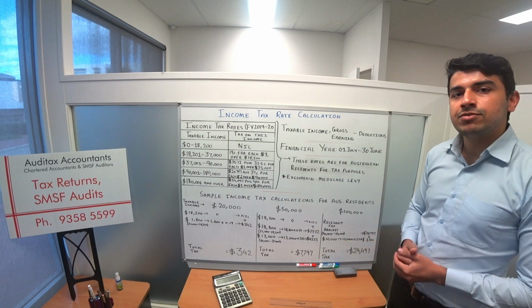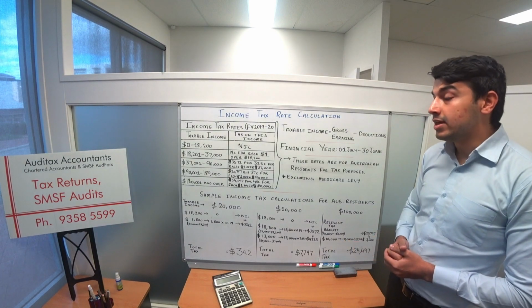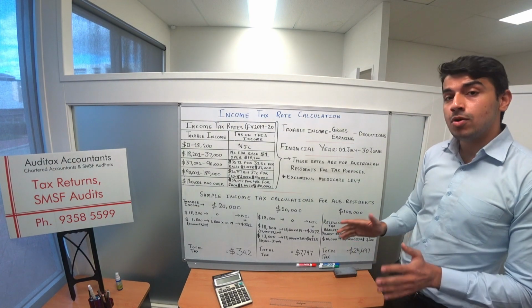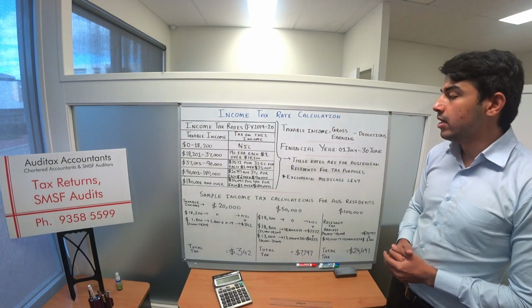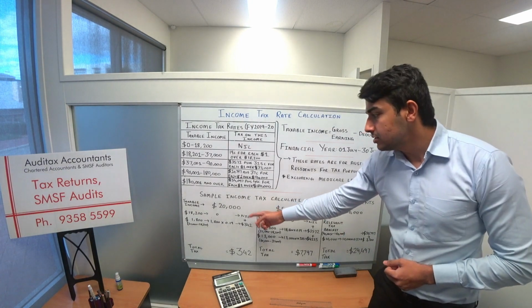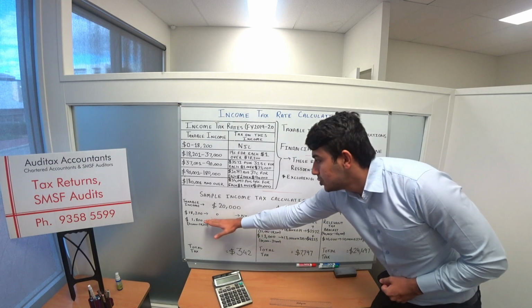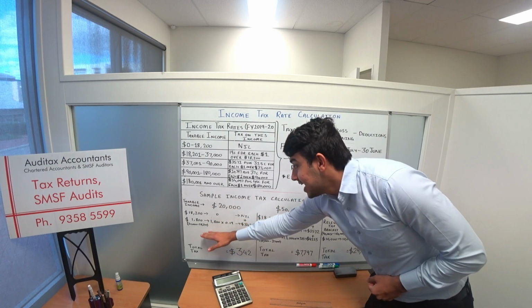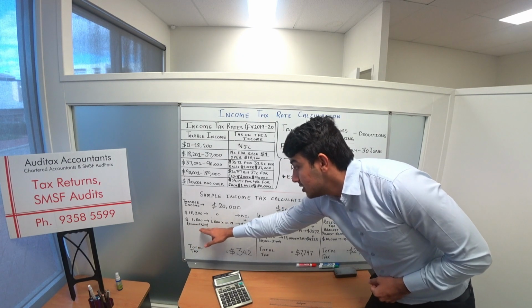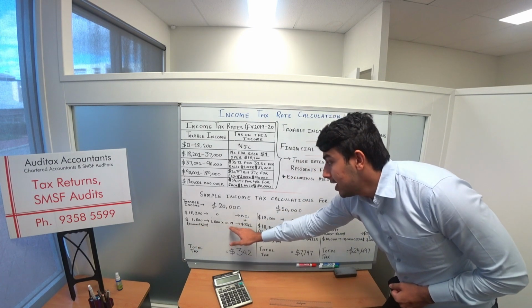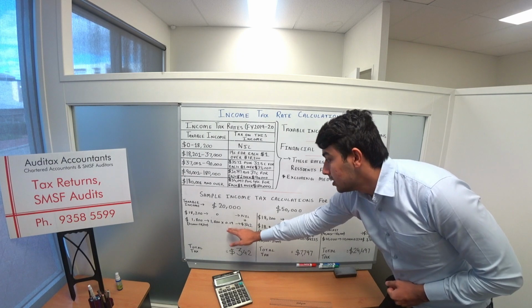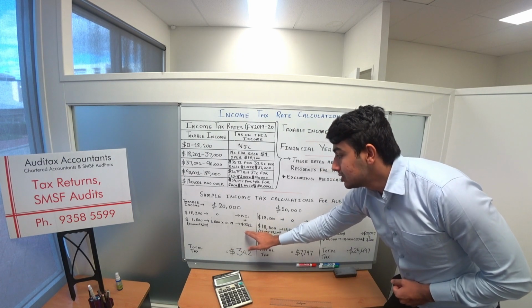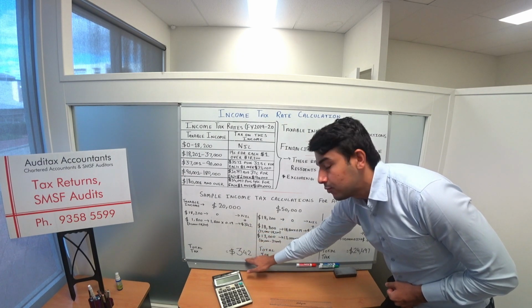Now, how does that work for you? If your taxable income is $17,000, you will not pay any tax for that financial year. If you earn $20,000, for the first $18,200, you will not pay any tax. For the next $1,800, which is $20,000 minus $18,200, you will pay 19 cents of tax for every dollar. So that's $342. So the total tax you pay is $342.